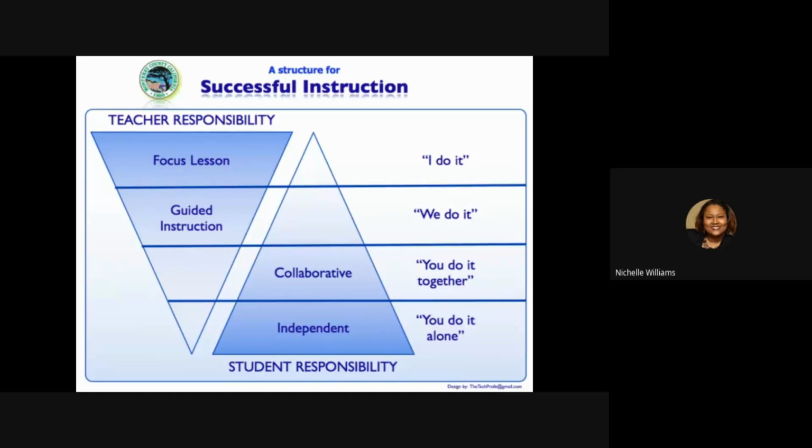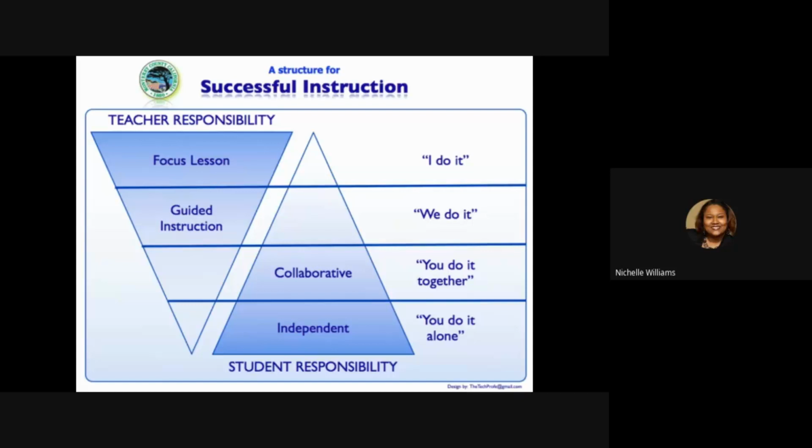You start off with the teacher responsibility being the greatest. So in that part with direct explanation, that is where you give the focus of the lesson, you tell students what they should know and be able to do, and you're modeling for students. So that is where you as a teacher say, I'm going to do it. So students are listening, they're paying attention, they're engaged because you are telling them exactly what to do and what you want to see them do.